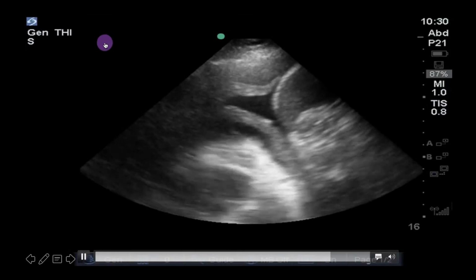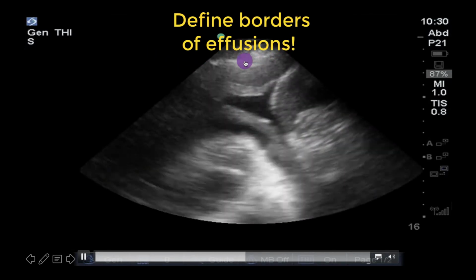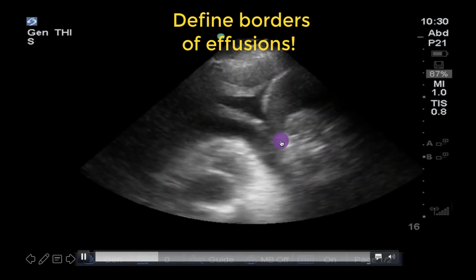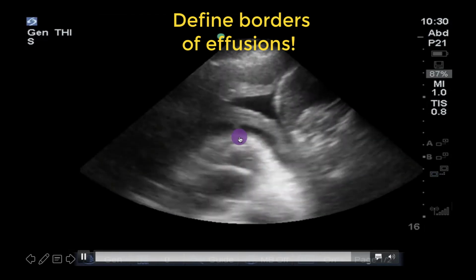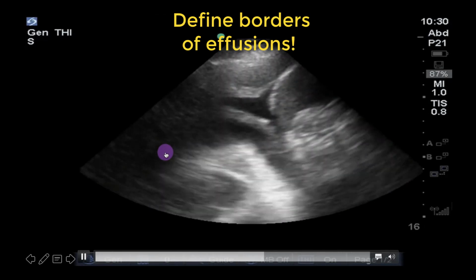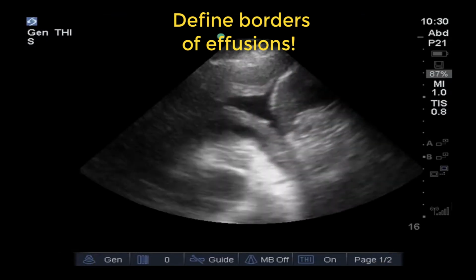Here's another example where determining the boundaries of effusion is important. On first glance, it might be tempting to say this effusion is entirely inside the pleura. However, on closer inspection, part of the effusion is between two diseased pericardial layers and will require much different management.